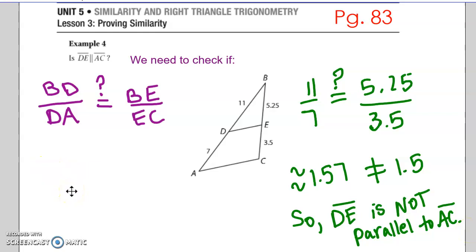Could someone have shown and set it up as BD over BE? And does that equal AD over EC? Of course. And you would get two ratios that are not equal to each other, still proving that the two sides are not parallel.